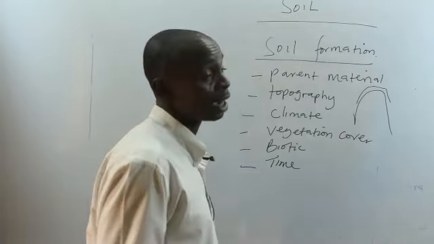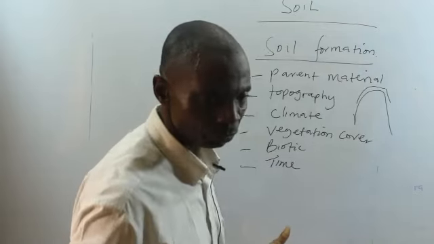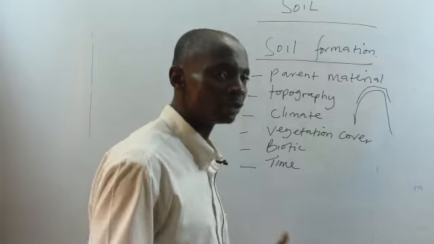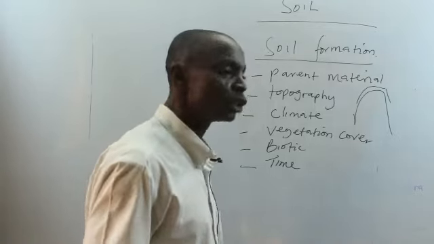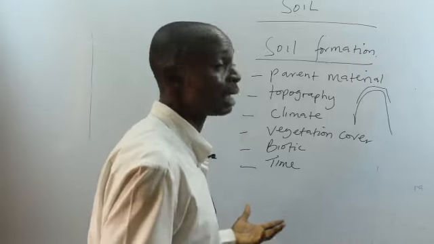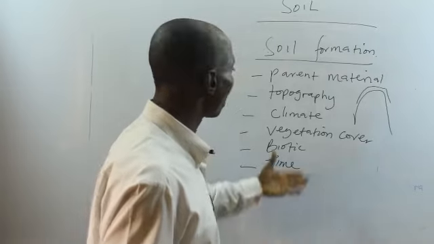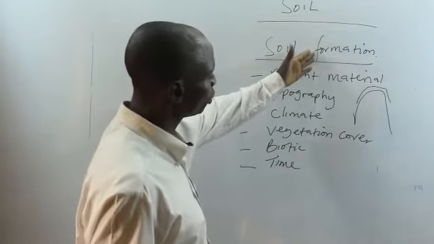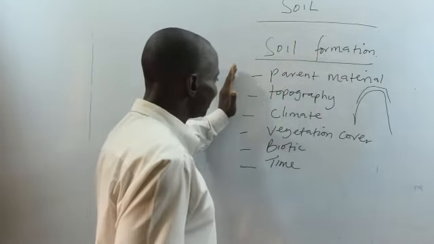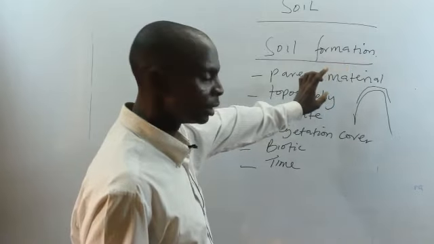Then finally we talk about time. Soil formation takes time. Where we have enough time for soil to undergo formation, then you have a good soil. But where there is no time for soil to form, it also affects soil formation. So when we are talking about soil formation, we are looking at these six factors. Number one, parent materials.